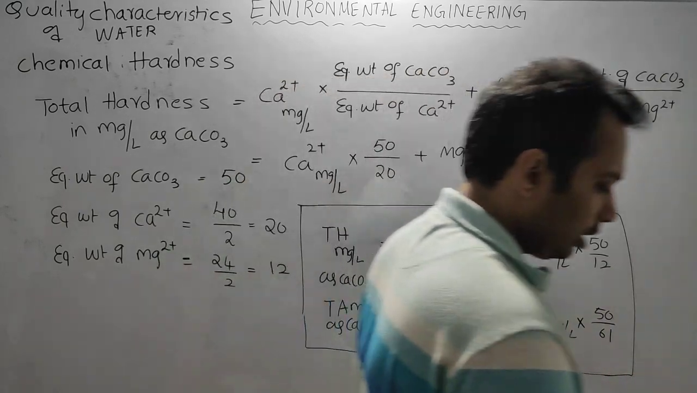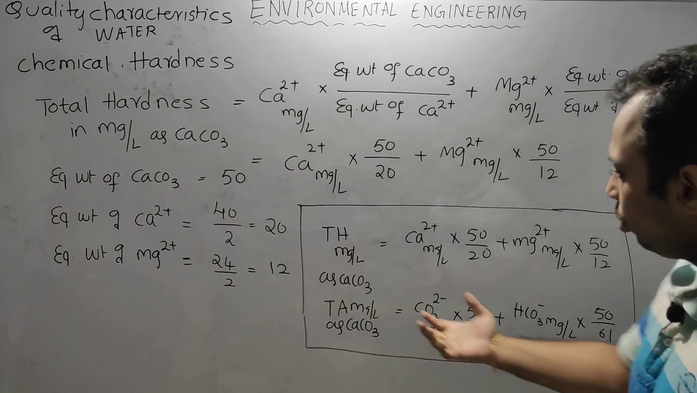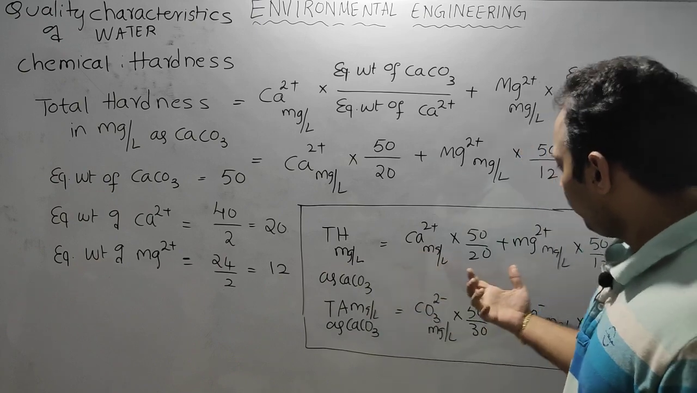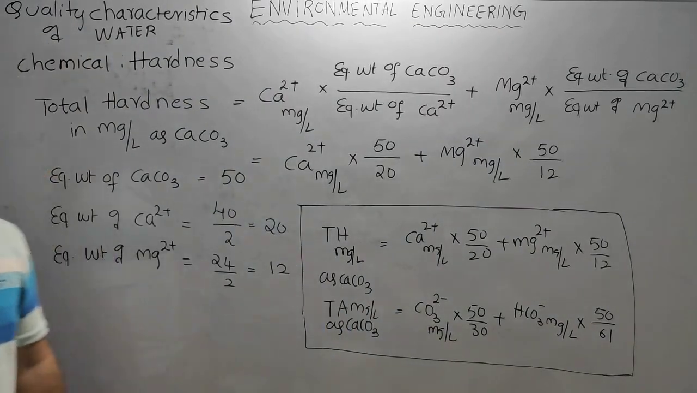From these formulas we can find the concentrations, right? So how to measure it using titration? How to find total hardness, that is the concentration of Ca2+ and Mg2+, using the titration technique? What is the titrant we use and what is the method we use?